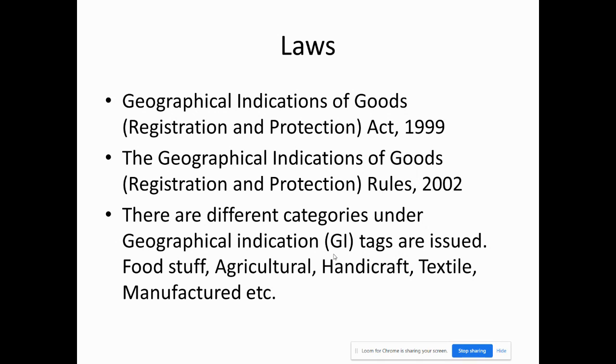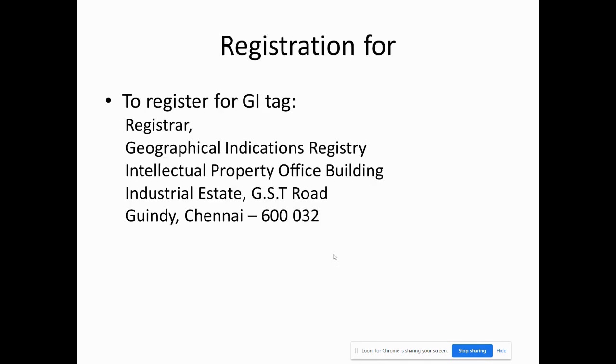There are different categories of GI tags under which the tags are assigned. You have a GI tag for food stuff, for agricultural products, for handicraft, for textiles, and for manufacturing. Like Rasgulla goes in food stuff, whereas Banarsi sari goes in handicraft. So you have different categories of GI tags if you go to the website of Government of India.